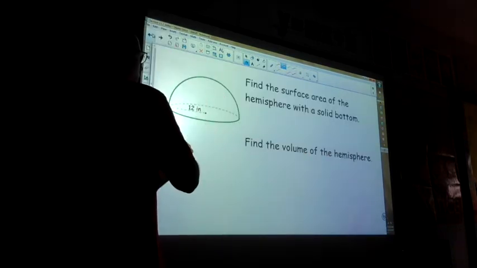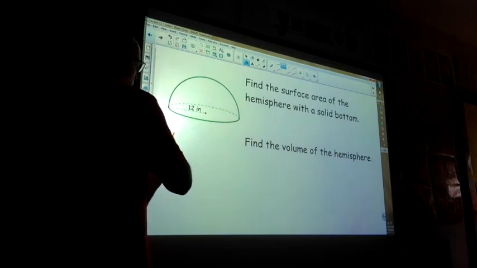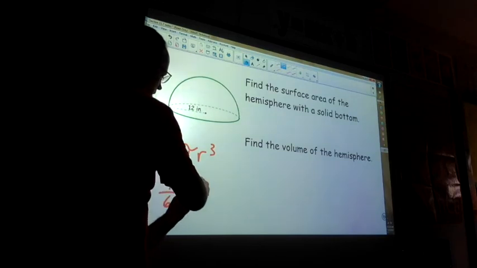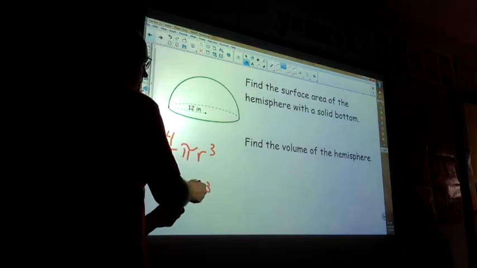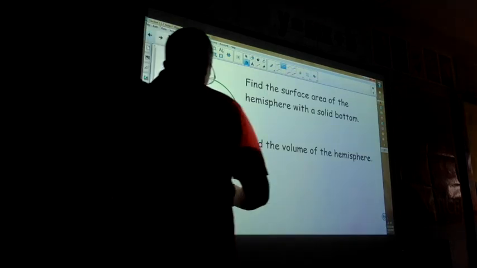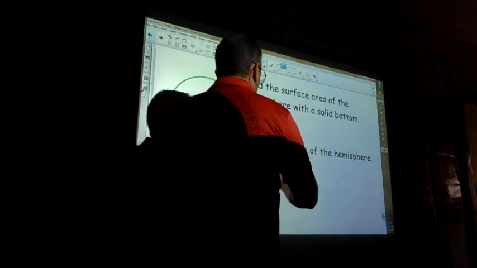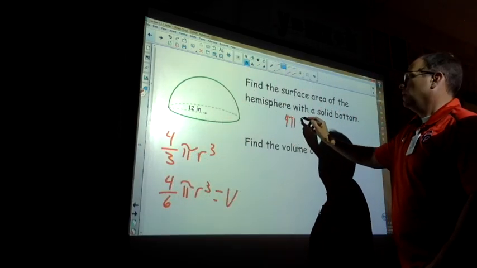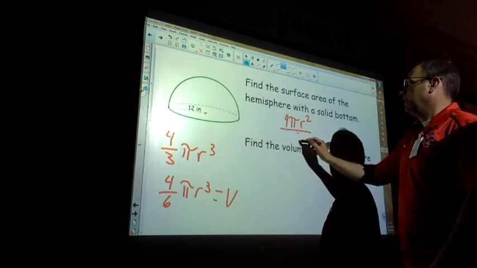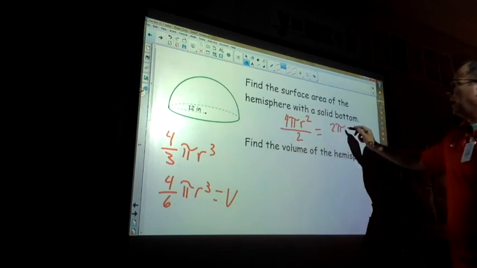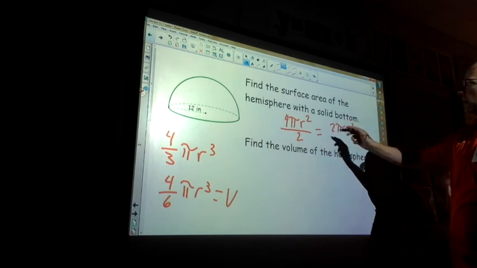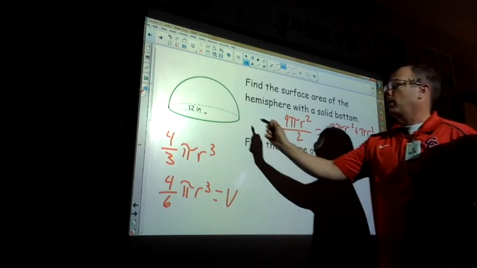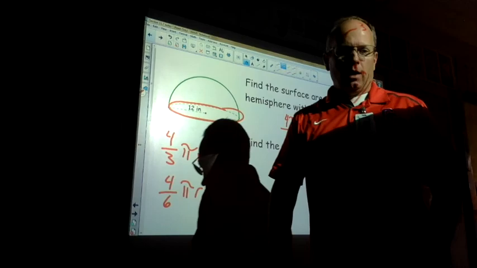All right, so I have 4/3 pi r cubed. So then it's actually 4/6 pi r cubed to find the volume, right? And then if I wanted to find the surface area, it is 4 pi r squared, but divided by 2 in this case, so 2 pi r squared, because it's only half of it, plus another pi r squared for the bottom circle. That's pi r squared down there, right?